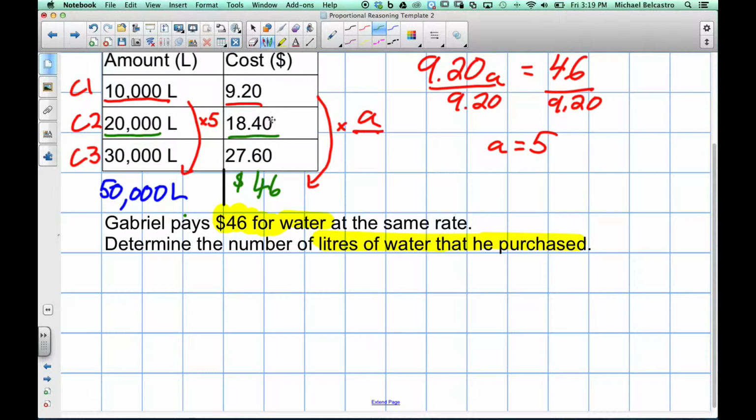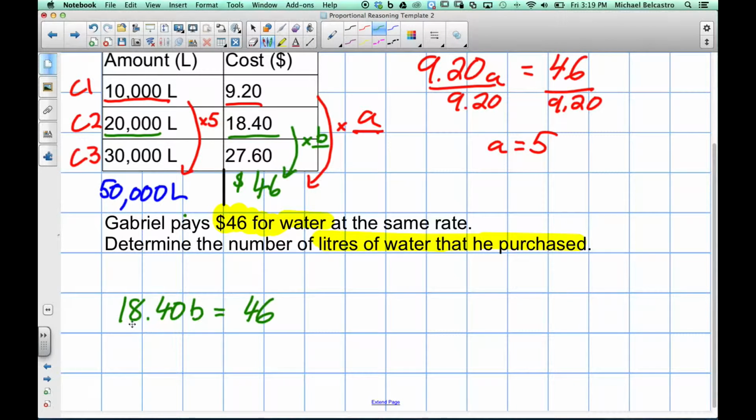Remember, his was 18.4. Okay, so we need to find a value to multiply by, and we'll call that b. We're going to set up the same equation we had before. We know that $18.40 times our b, our constant of proportionality, is equal to the $46 Gabriel paid. So, as we said before, we've got to divide both sides by $18.40.